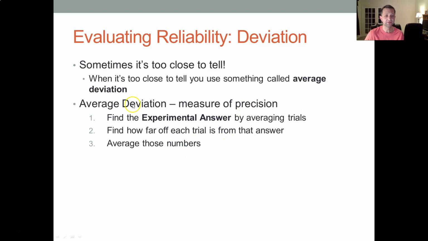So here are your steps. We'll go through them on the next slide for an example. Find the experimental answer by averaging your trials. Find out how far off each trial is from that experimental answer. That's your deviation, and then average those numbers. Deviation just means how far off you are. So what's your deviation from your experimental answer, and then average them. Average your deviations. Average deviation.